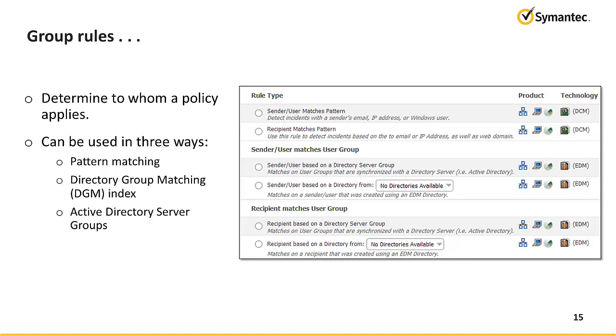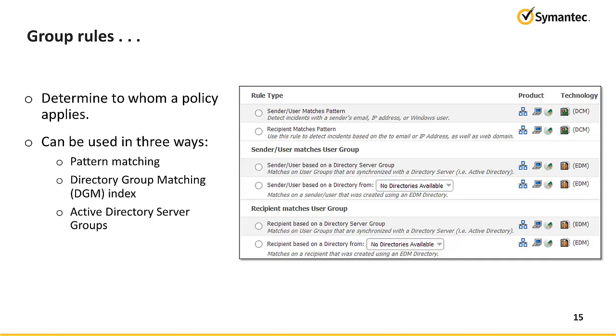Additionally, group exceptions enable you to exclude specific groups of users from a policy. Identities can be matched by email address, user ID, IM screen name, and IP address. There are 3 methods for using group rules in Symantec DLP.